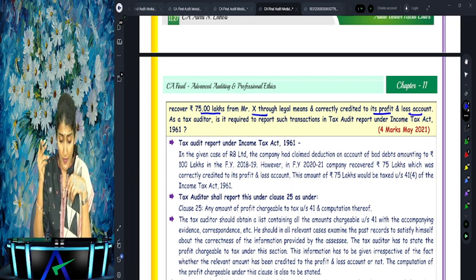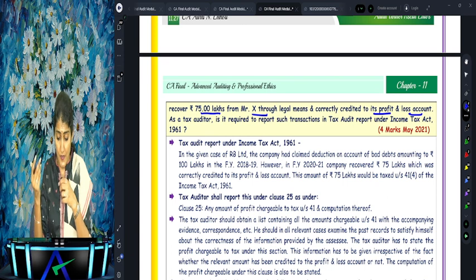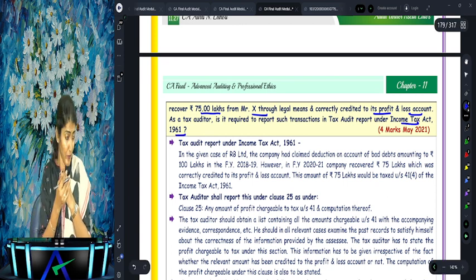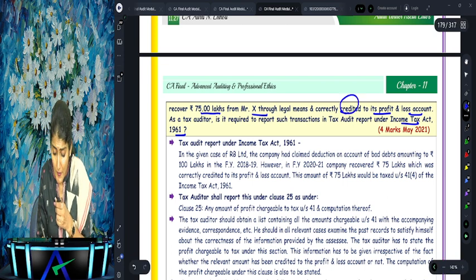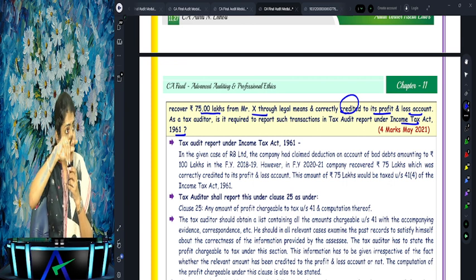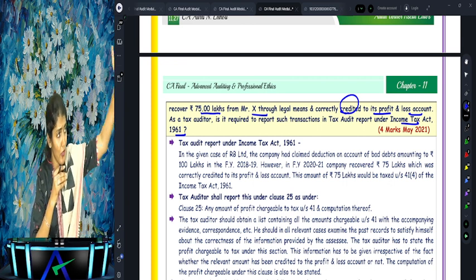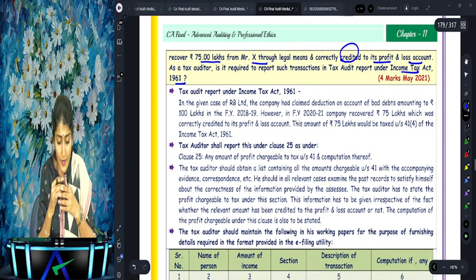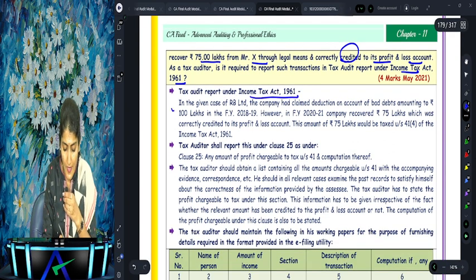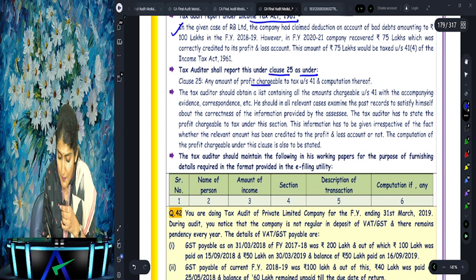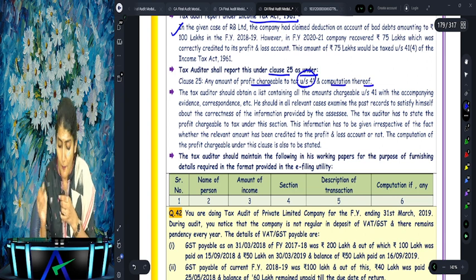As a tax auditor, is it required to report such transactions in the tax audit report under the Income Tax Act 1961? If it had not been credited to P&L, we would also have reported it under clause 16. But has it been credited to P&L? Yes. But what does it say? Then the tax auditor shall report this under clause 25 as: any amount of profit chargeable to tax under section 41 and the computation thereof.